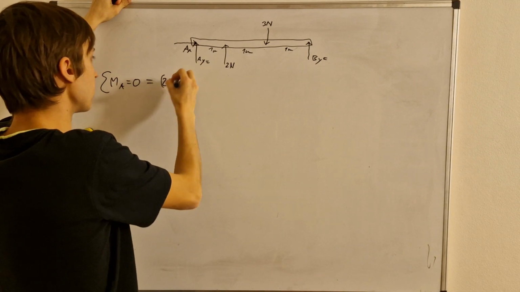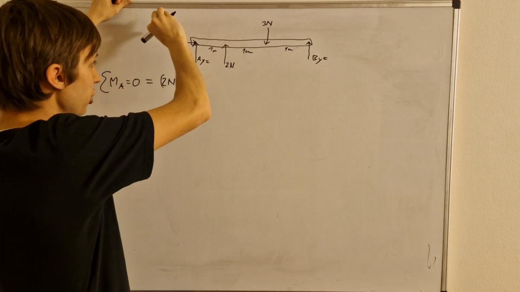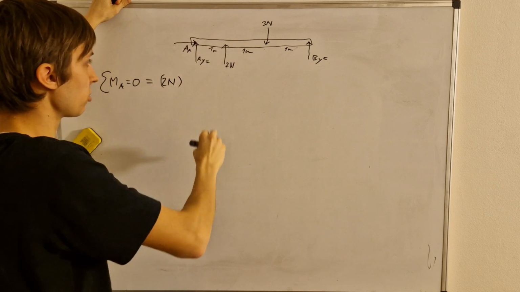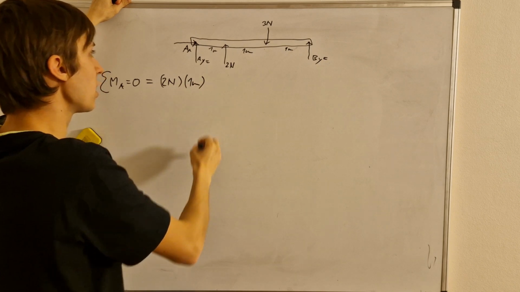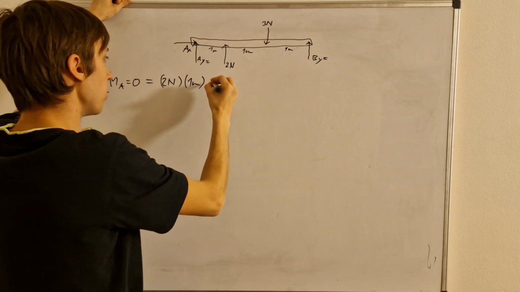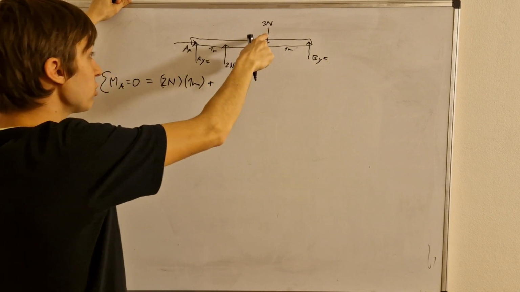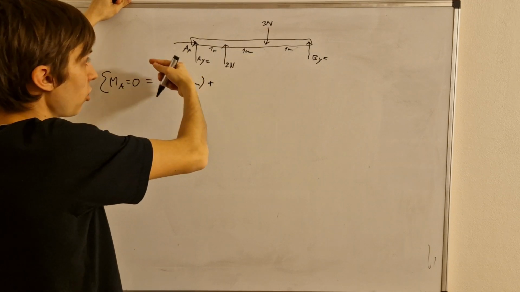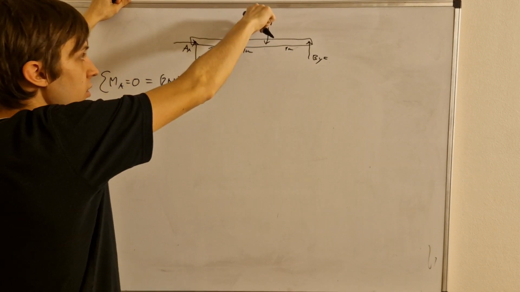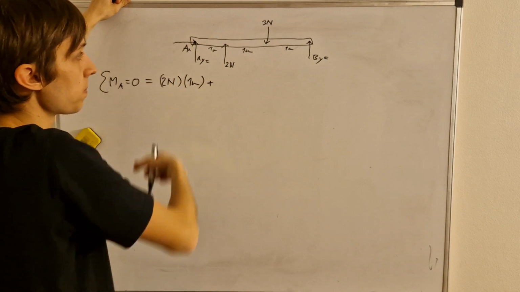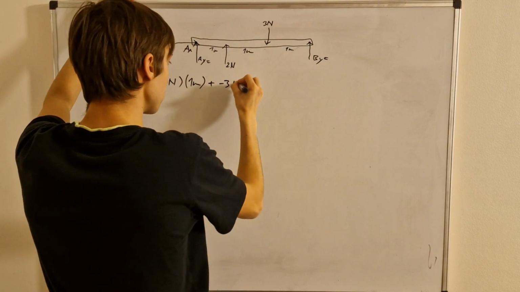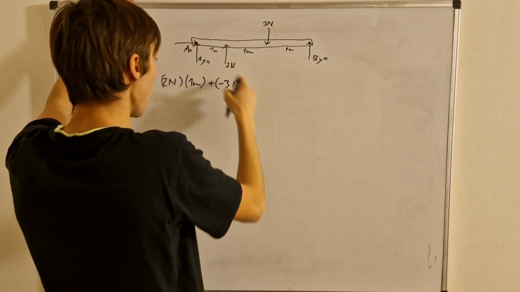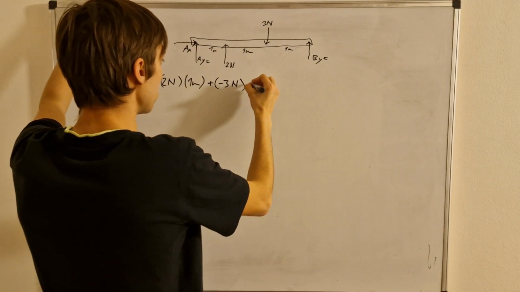And it acts in this direction, which counterclockwise is counted as positive, so 2 newtons times the distance from it, so 1 meter. Then I continue here. I add 3 newtons, but it acts in a clockwise manner, and the forces that cause clockwise rotation are counted as negative. So minus 3 newtons times the distance from A, because I'm doing total moment A, that's 2 meters.